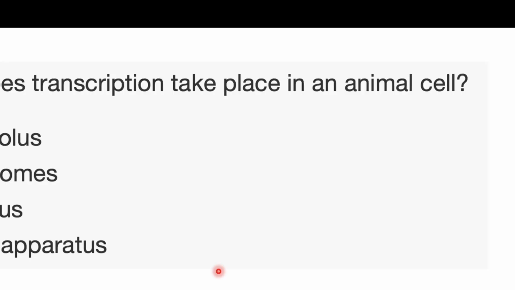Let's check the answers. Okay, seems like everyone has answered. Vedashri says C. Aishwarya is saying nucleus. Mrs. Babu and Farsana are also locking C. Okay. So let me tell you that you guys are absolutely correct. The correct answer is option C, nucleus. Nucleus is the place where transcription takes place in an animal cell.